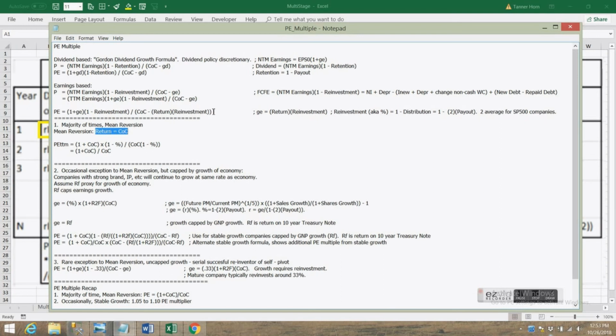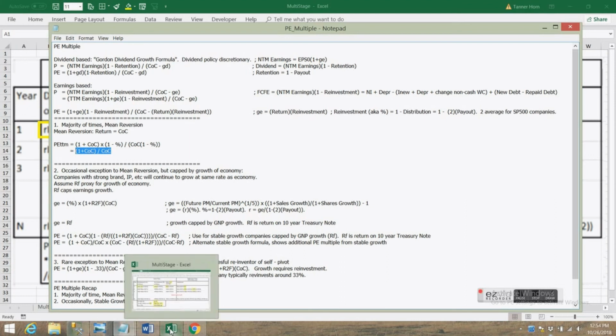Also, assuming the return equals cost of capital, this formula simplifies greatly, because you end up with some common terms that drop out, and you end up with a very straightforward expression for PE trailing 12 months, which is 1 plus cost of capital divided by the cost of capital.